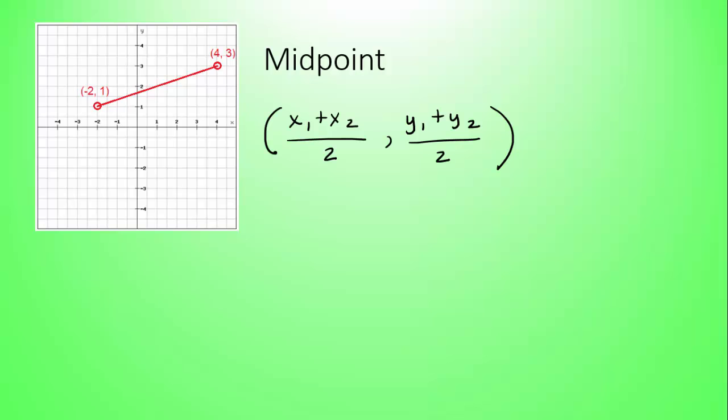So let's try it with these given points. My x's are -2 and 4, and my y's are 1 and 3. So that's 2 divided by 2 and 4 divided by 2. Let's check and see if that looks reasonable. 1, 2 is right here, and that does appear to be equidistant from the 2 given points. So midpoint formula, really simple. Just average those x's, average those y's. And that's your review of midpoint and distance.